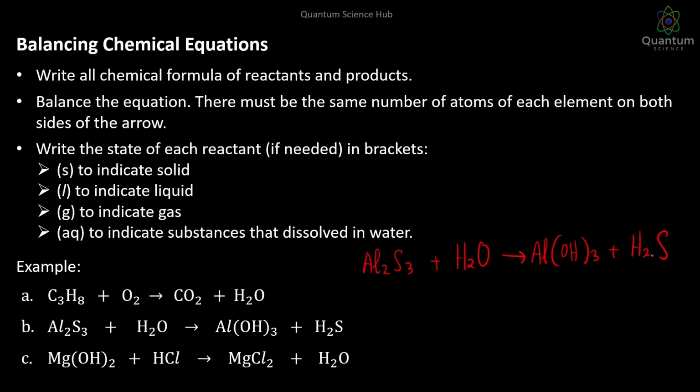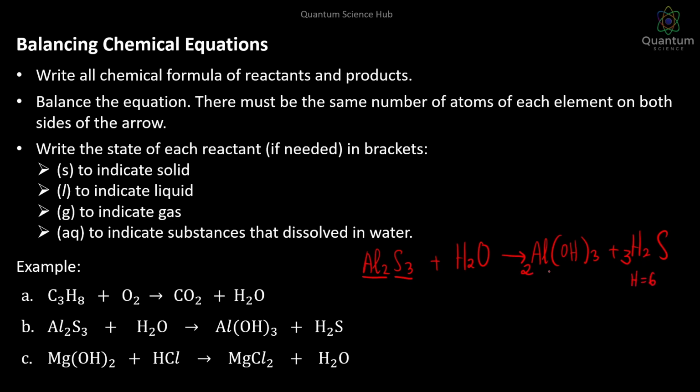Okay, so where should I start from? I will start from S3, right? And also Al2. So here, the Al is still 1. So that's why I will put 2 in front. And the S here is still 1. So I will also put 3. But just because I put 3, hydrogen also gets affected. So hydrogen here is 6.